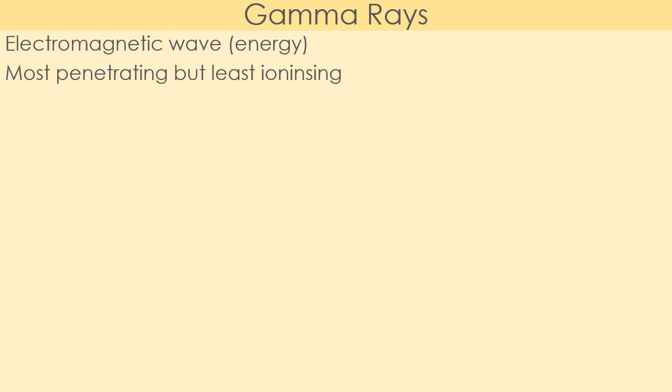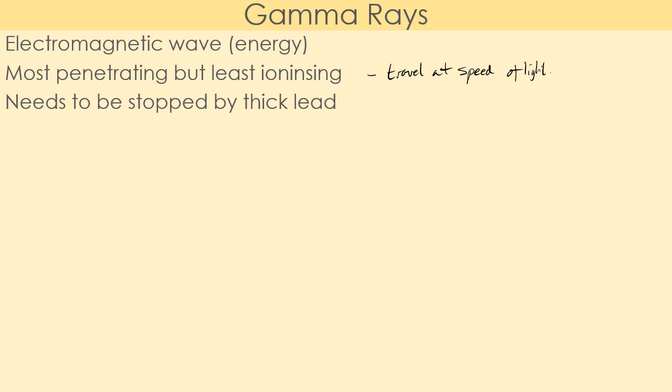A final one is gamma rays. So they are an electromagnetic wave. It's effectively just energy, a bit like light. It's the most penetrating, so it can go through everything, but least ionizing. So it will travel at the speed of light. And it needs to be stopped by thick concrete. Thick lead or concrete can stop it.